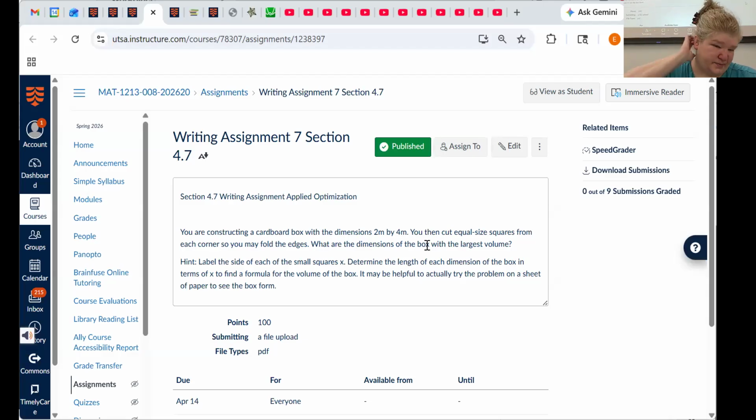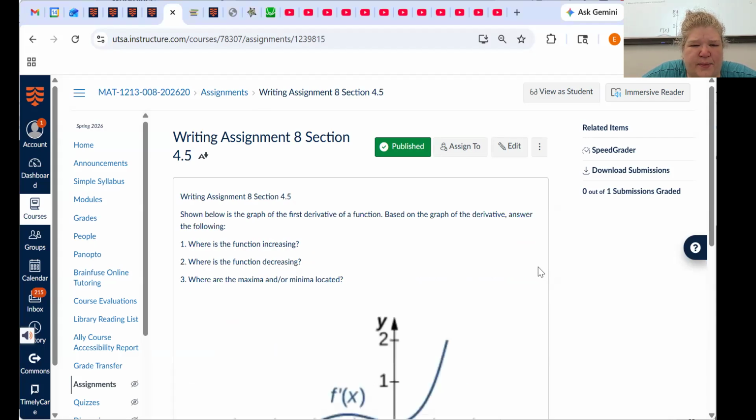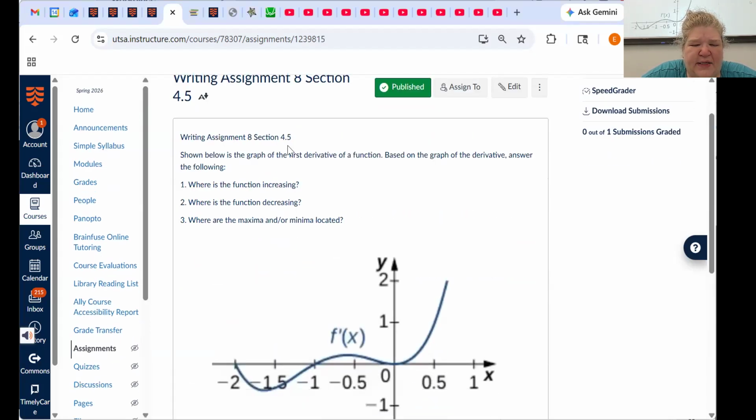Okay, so there is a writing assignment from section 4.7 on applied optimization. Doing the cut out the corners, make the cardboard box. And then there is another writing assignment that I posted yesterday that is based on a graph.